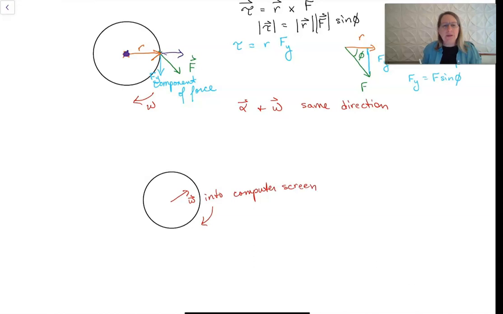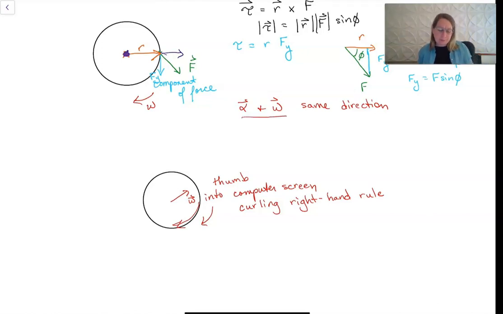Check that you see this as you're watching this video, right? Put your hand up at the screen and make sure that your thumb points into the computer screen with the curling right-hand rule. So you take your fingers like you're sending this around in a circle, and your thumb points into the computer screen. So alpha and omega are all into the computer screen.